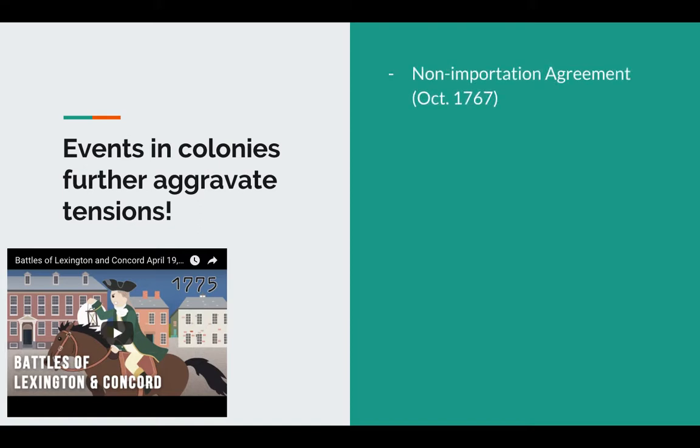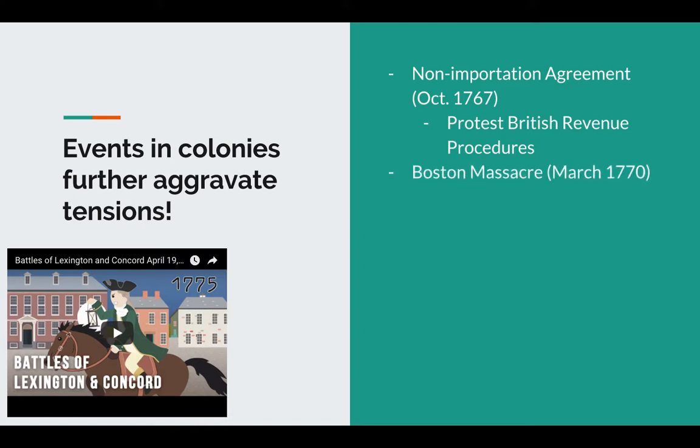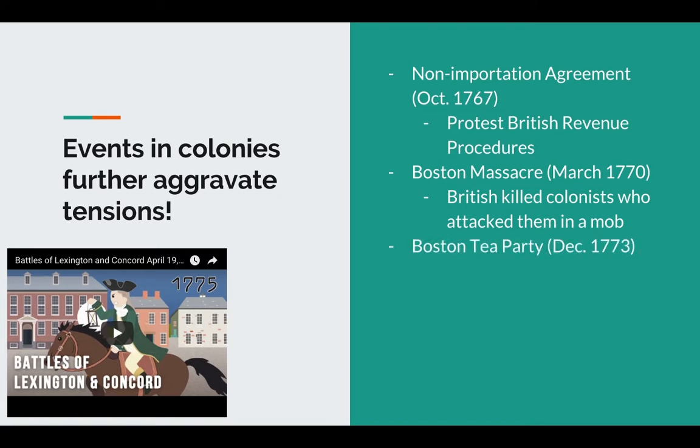We have the Non-Importation Agreement in October of 1767. This was a protest against different British revenue procedures. The Boston Massacre in March of 1770 was when there was this mob that attacked these British soldiers, and so the British killed and shot lots of colonists through this massacre. Then the Boston Tea Party, we should be very familiar with. It was a political protest in which they threw this huge shipment of tea into the Boston Harbor, which is what led to the Boston Harbor being closed.